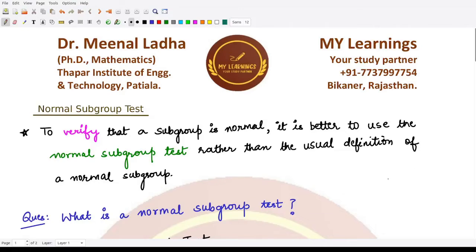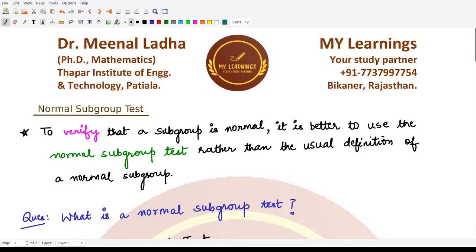In this video, we'll be talking about the normal subgroup test. In the previous video, we already saw the definition of a normal subgroup, right? What was it? For a subgroup to be a normal subgroup, its left coset would be equal to its right coset for all the elements of the given group, right?